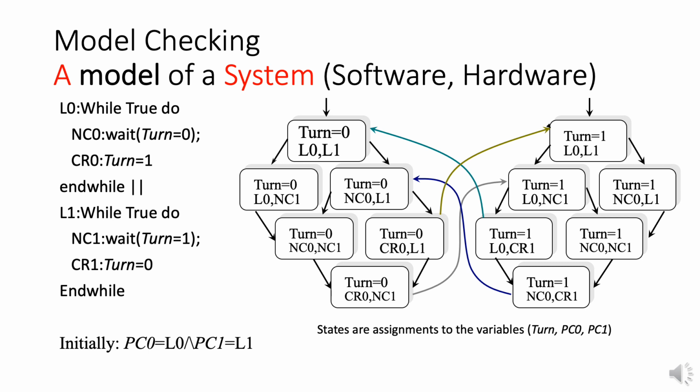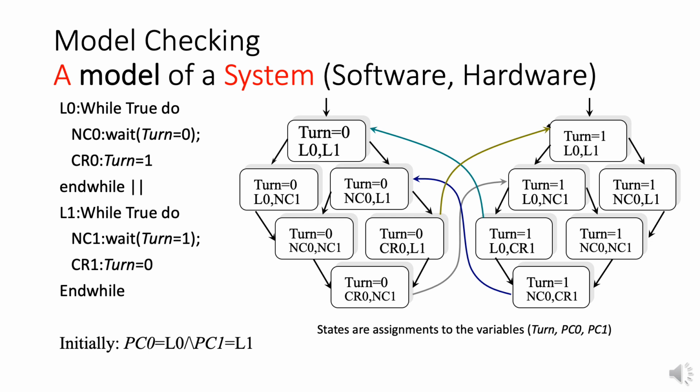And in order not to enter at the same time, it uses the variable turn, such that turn equals 0 when process 0 can enter its critical section, and process 1 enters its critical section when turn equals 1.